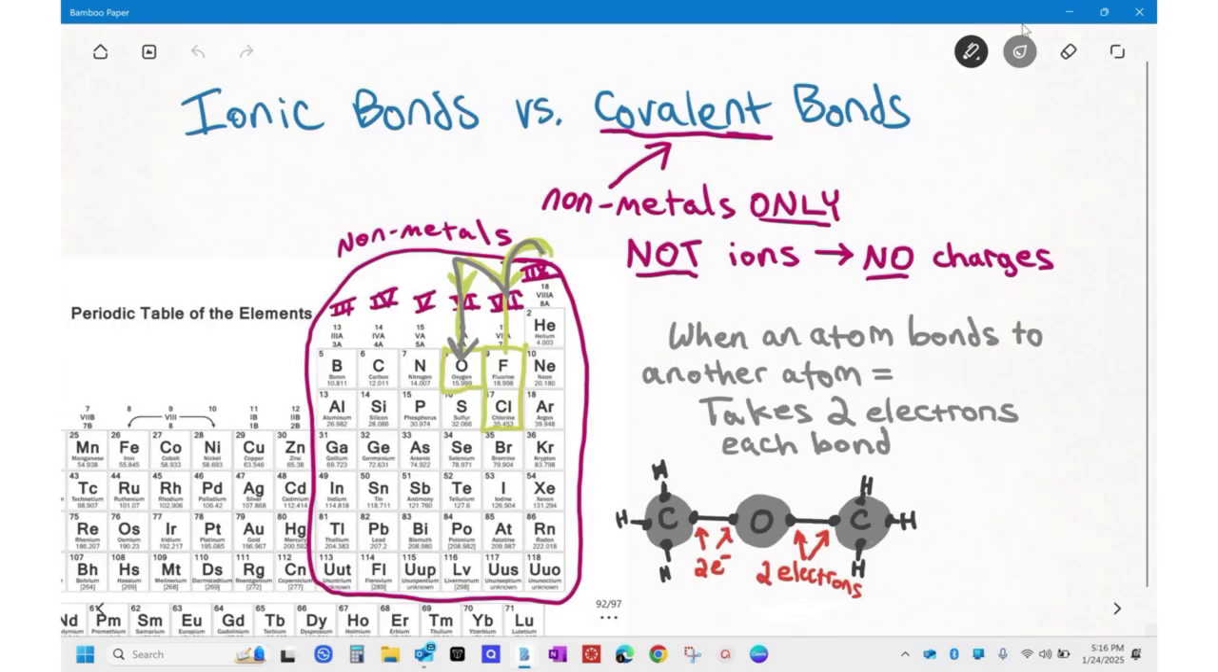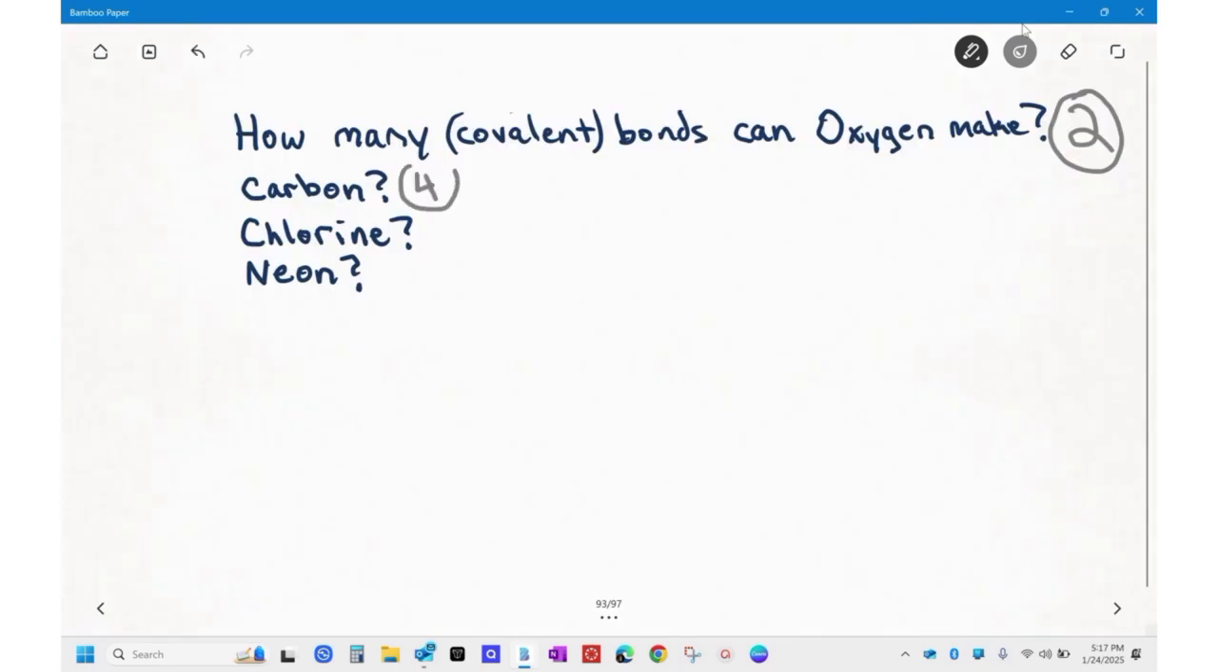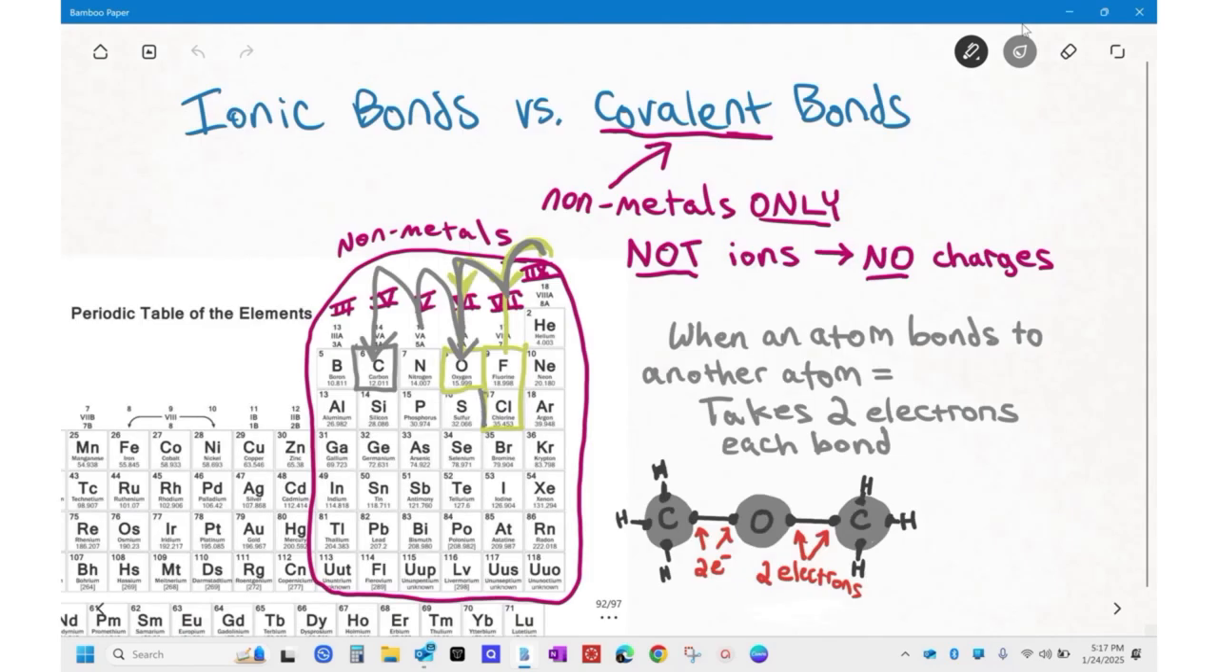Well, let's find carbon on the periodic table. Here it is. Here's carbon. So you count backwards from row 8 or column 8. 1, 2, 3, 4. So carbon can make 4 bonds. Now, what about chlorine? Let's find chlorine again. We were just working with it. And chlorine, remember, is right under the F, which is only 1 column away from the column 8. So chlorine can only make 1 bond.